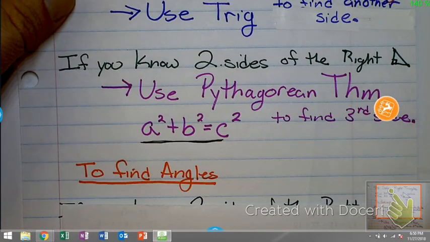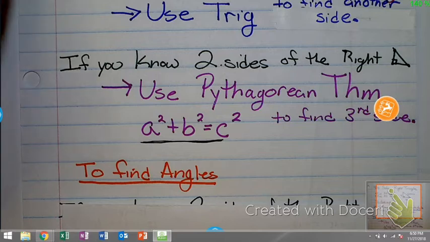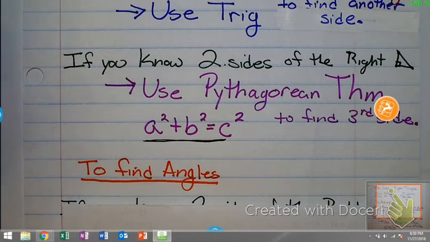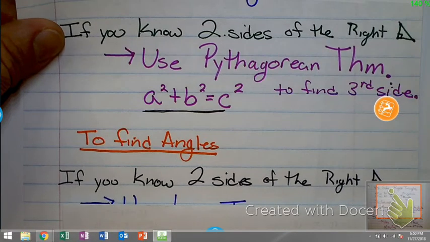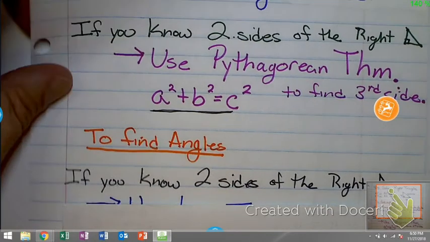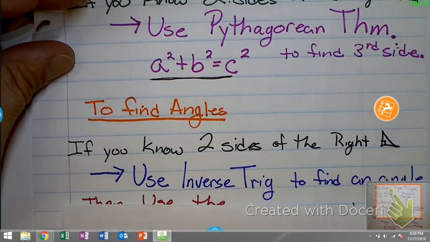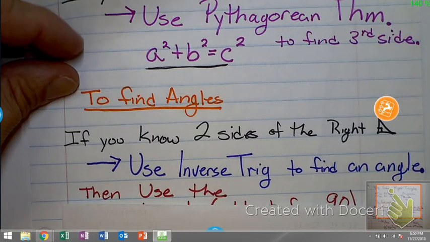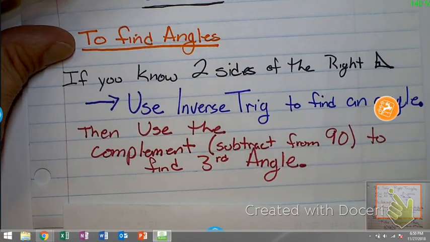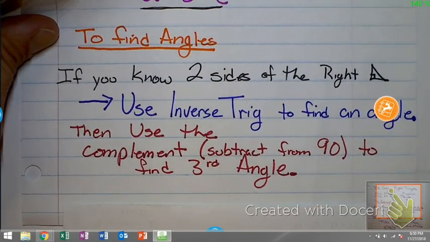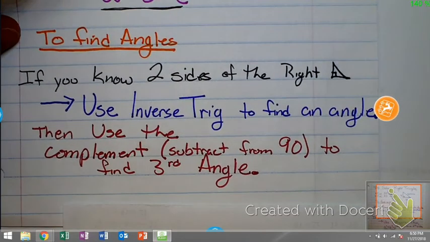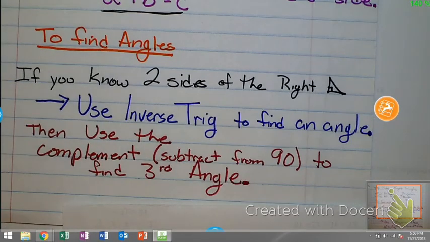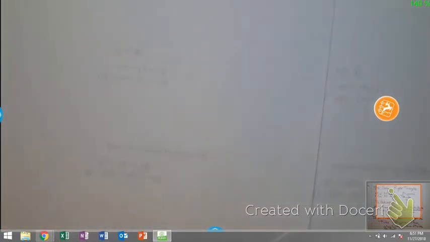To find missing angles, we are going to use our inverse trig. If you know two sides of a right triangle, then we can use inverse trig to find the angle. Then we can use the complement, we're going to subtract from 90 degrees, to find the third angle. Now that we have our notes written down, we can move on and start working on some examples.